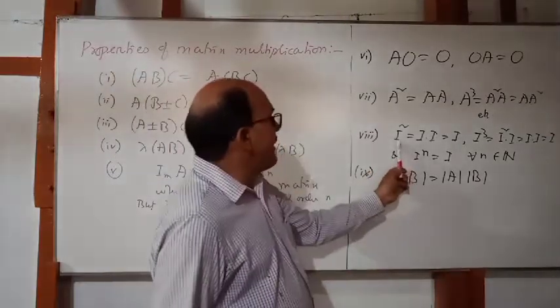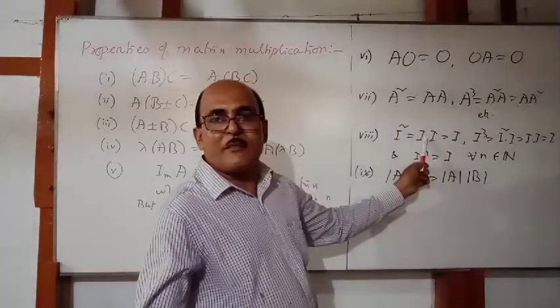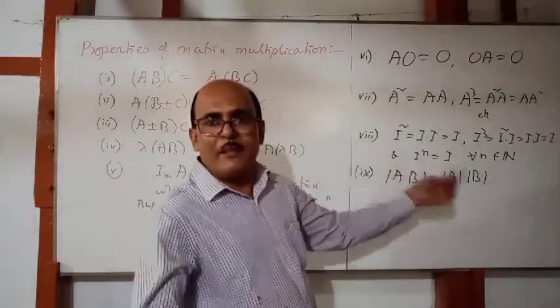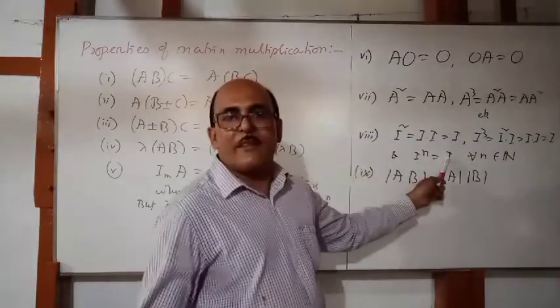Then I square. I square is I into I equal to I. Because I into any matrix is that matrix. I into A is A, so I into I will be again I. This implies I cube is also I. I to the power n is I in general.